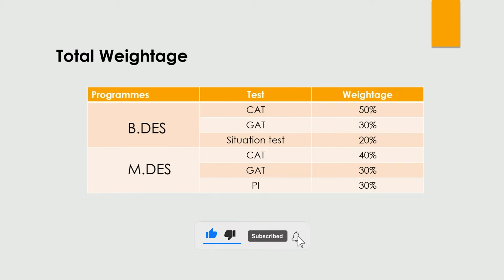Now let's look at the total weightage for B.Des. So there are 3 tests. First one is CAT, which holds 50% of weightage. Then comes GAT, which holds 30%. Then the last one is situation test, which holds 20%.